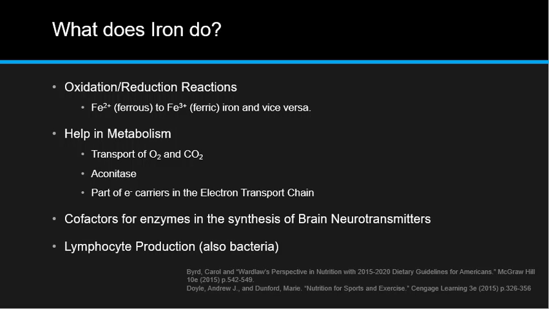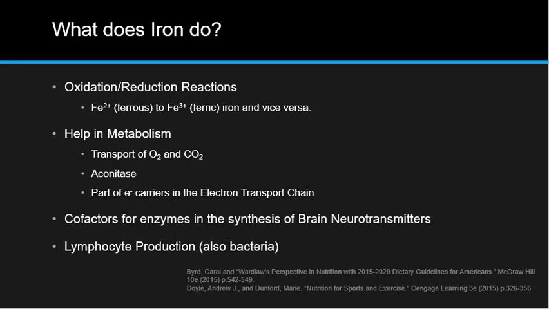Iron actually helps a lot in metabolism. So hemoglobin, which we'll talk about in a little bit, has binding sites for oxygen and carbon dioxide. It helps deliver oxygen to body tissues from the lungs, as well as muscles. And as it's away, hemoglobin will bind carbon dioxide in the tissues, and it will bring it back to the lungs for exhalation.